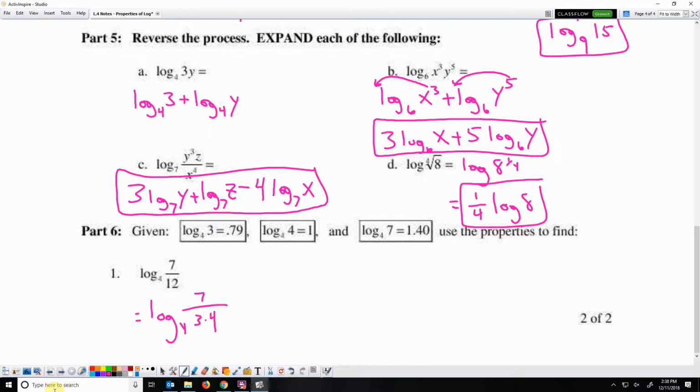Then I can expand that to log base 4 of 7. Since it's divided, that will be minus, and I've got two logs to add here. So in parentheses, log base 4 of 3 plus log base 4 of 4. And now I can substitute. Log base 4 of 7 is 1.40 minus log base 4 of 3 is 0.79, and log base 4 of 4 is 1.